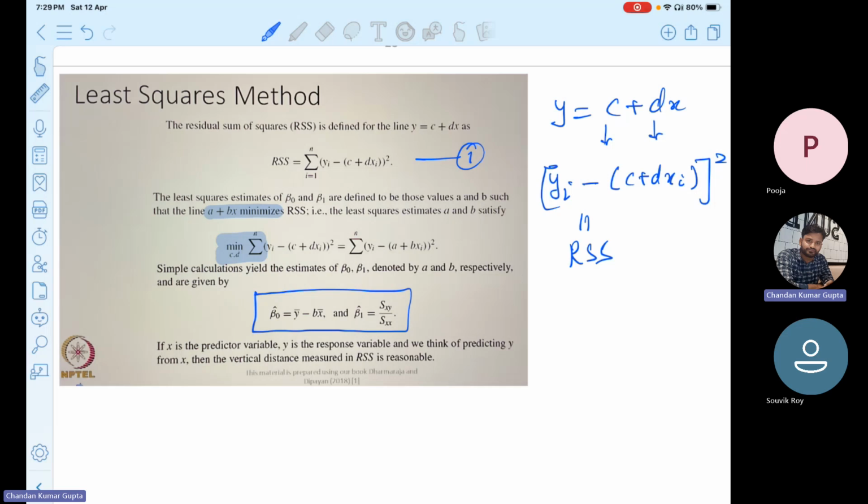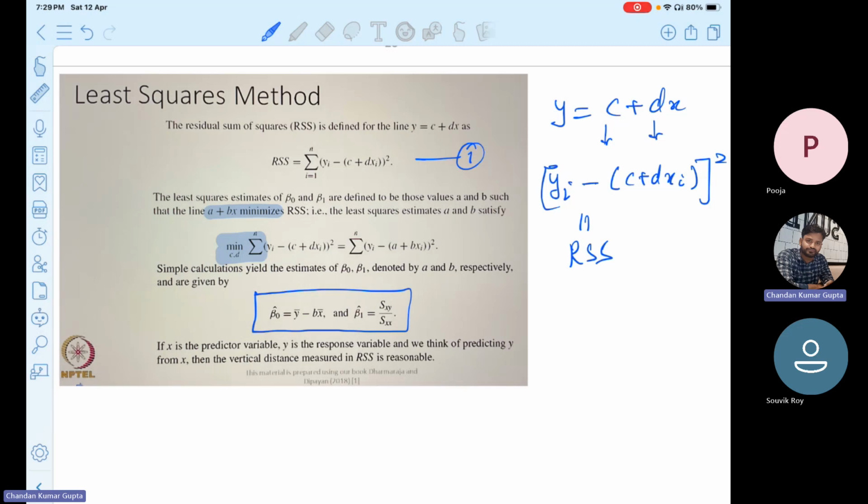Like here, if x is the predictor value and y is the response variable, and we think of predicting y from x, then the vertical distance measured in RSS is reasonable. So this is how the least squares method works. Equation 1 is RSS. We differentiate with respect to c and d and equate it to 0, and then calculate the values of c and d. Those are the estimated values actually.